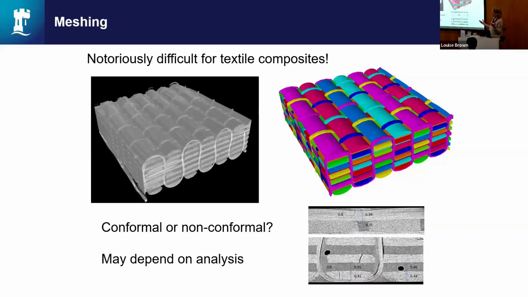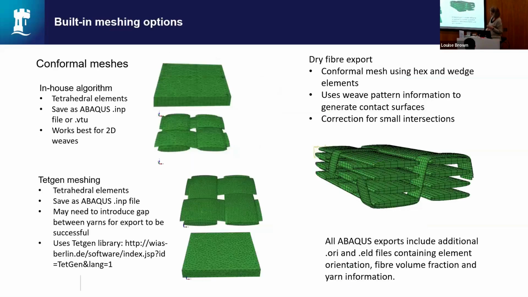So what do we do with these models? Well, typically we want to output them to do a simulation. In order to do that, you have to mesh. And it's notoriously difficult for textile composites. Just meshing the actual yarns is reasonably okay, because we've got some nice meshing functions for dry textiles. If we're just meshing the yarns, we've got a nice algorithm that generates conformal meshes. They behave nicely.